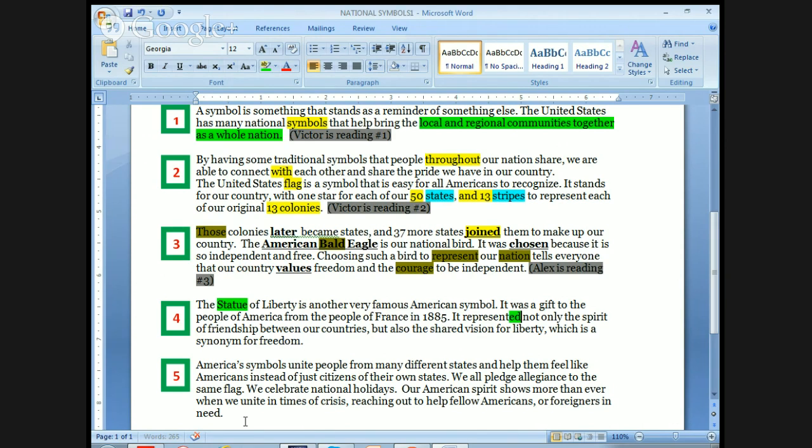Yes. The Statue of Liberty is another very famous American symbol. It was a gift to the people of America from the people of French in 1885. It represents not only the spirit of friendship between our countries, but also the shared vision for liberty, which is a synonym for freedom.